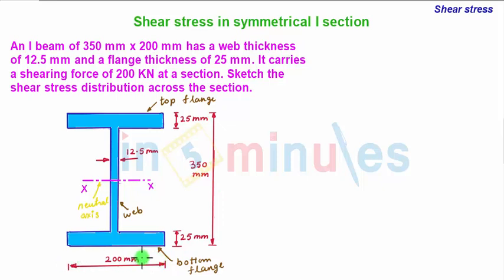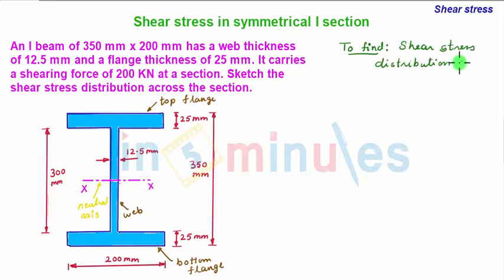So if we see this, we have the length of web as 350 minus 25 multiplied by 2, so we get this as 300 mm. Also we see that the I section is symmetrical about the horizontal axis, so we plot the centroidal x-axis which will pass through the center of this I section, and this centroidal x-axis will also be your neutral axis. Now in this problem, we've been asked to find the shear stress distribution across the section. So now let's solve the problem.